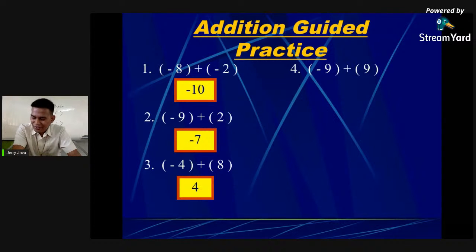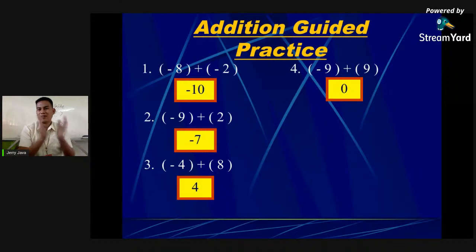0, 0, 0. Okay, so one is negative, one is positive. So 9 minus 9 gives you 0. And since both are equal, nag-aagawan sila sa sign. So para neutral, you write 0. Both will receive no sign. So your answer is 0. Yay! Congratulations. Everybody got it right. Perfect.